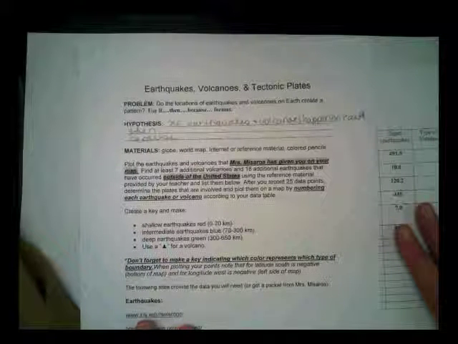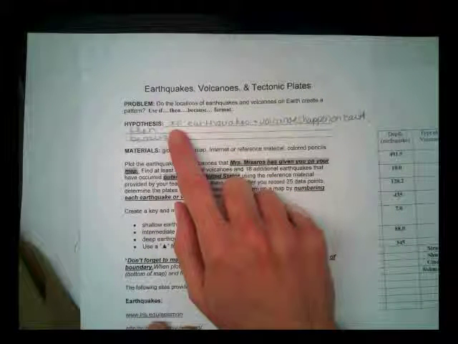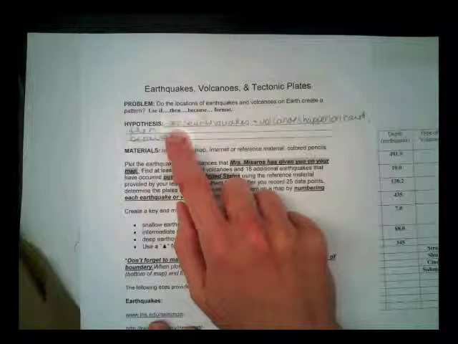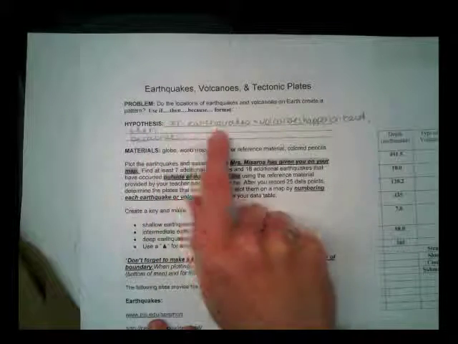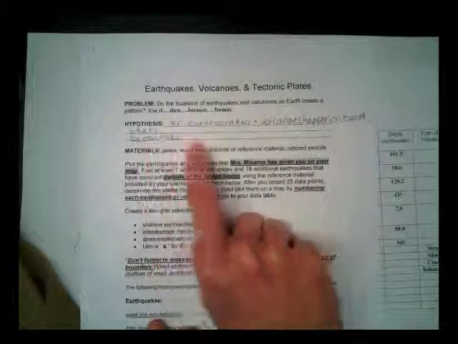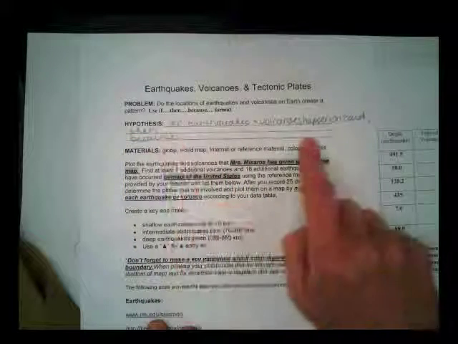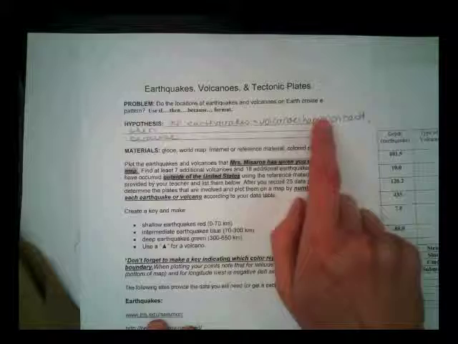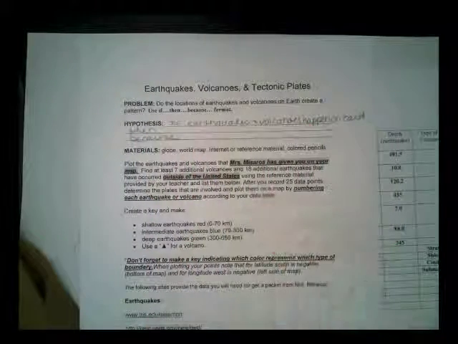Use if, then, because format. So for your hypothesis, before we even get started, I'd like you to write, if earthquakes and volcanoes happen on Earth, then, and right here you're going to decide if they form a pattern or not, and then you're going to write your reason why. So if earthquakes and volcanoes happen on Earth, then they create a pattern because, or if earthquakes and volcanoes happen on Earth, then they do not create a pattern because. So do that right now.